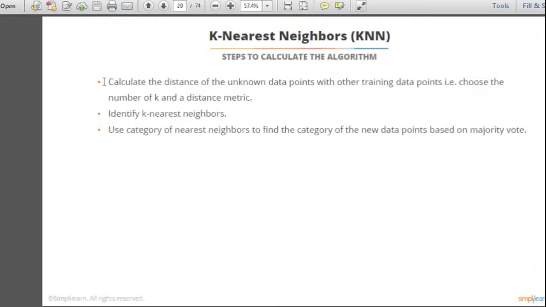Steps: choose the number of k and the distance matrix, and calculate the distance of the unknown data point with the other training data points. The distance matrix we are going to take is Euclidean. Identify the k nearest neighbors. Then use the category of the nearest neighbors to find the category of the new data point based on majority voting.